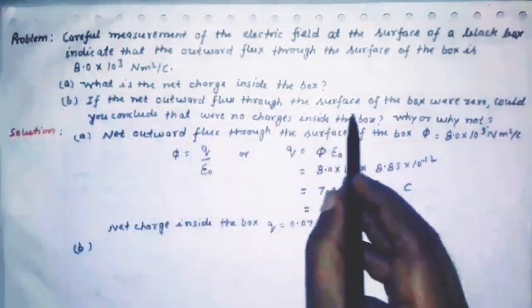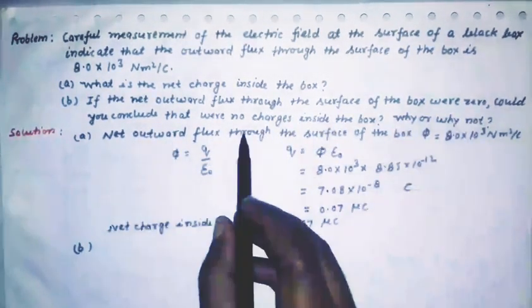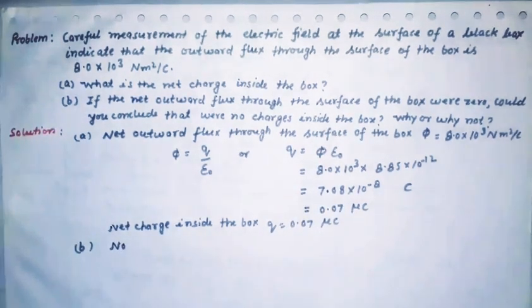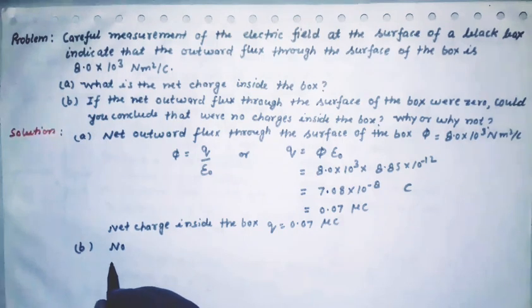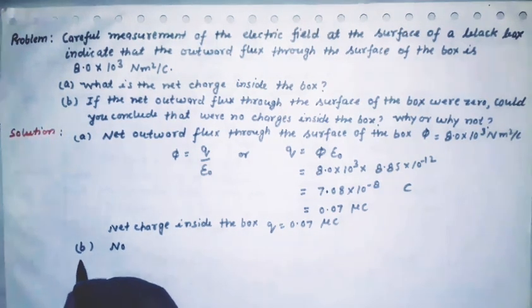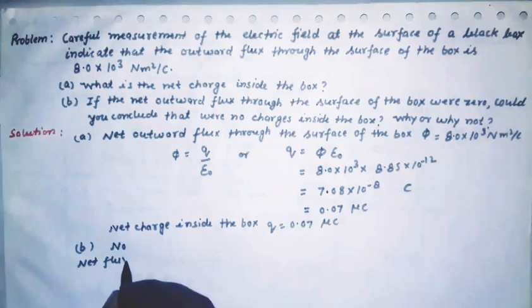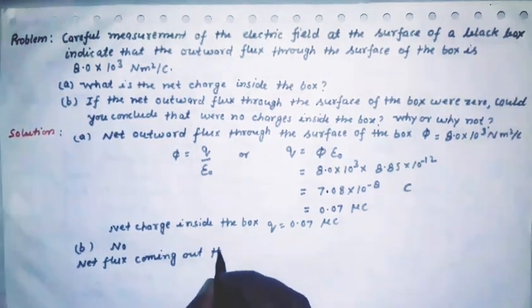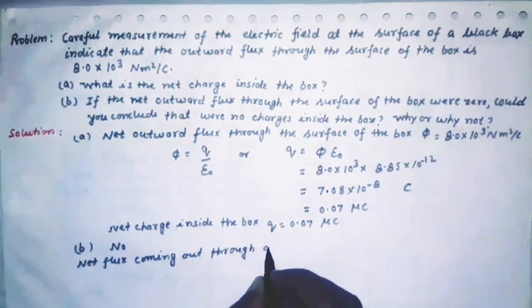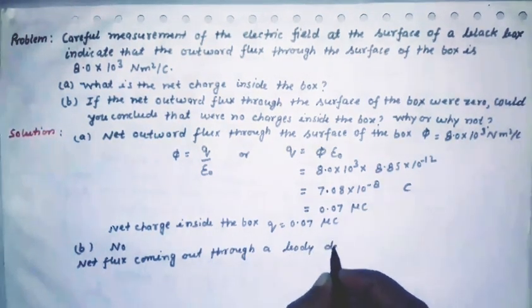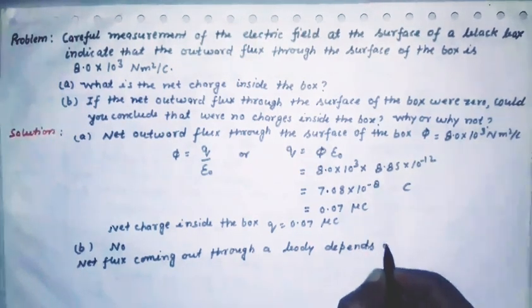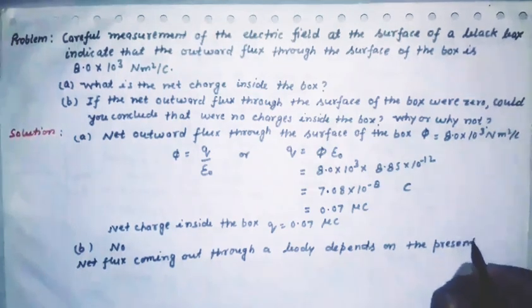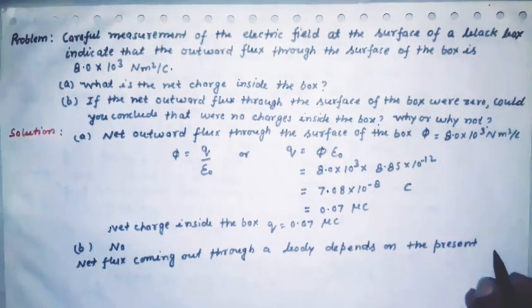Move to the second part of the problem. If the net outward flux through the surface of the box were 0, could you conclude that there are no charges inside the box? No. This is strictly no. Because the net flux coming out through a body depends on the presence of net charge. So if there is no net charge, then there is no net flux.